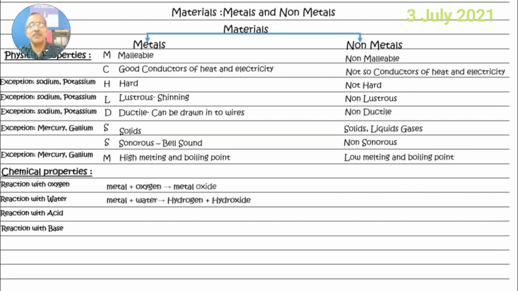Next, metal with water, remember, gives hydrogen and hydroxide. Next, metal with acid. Again hydrogen, but with salt. Last one, metal with base, again hydrogen and salt. Very simple. Now once you come to know this, go for the non-metals.